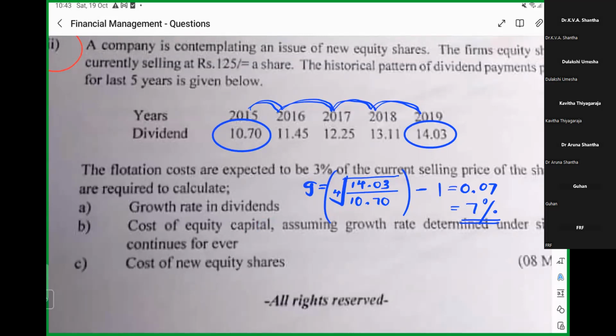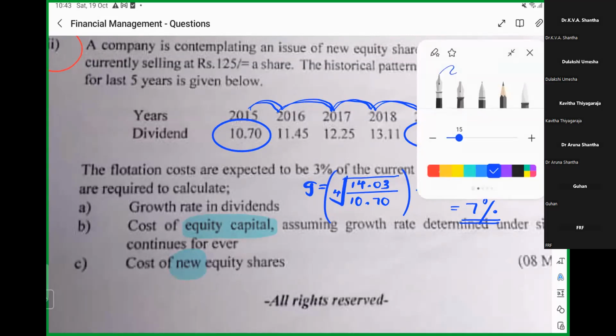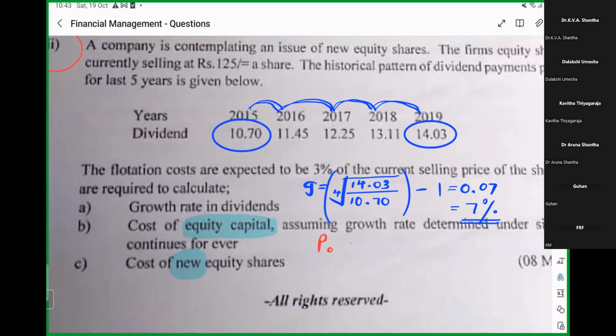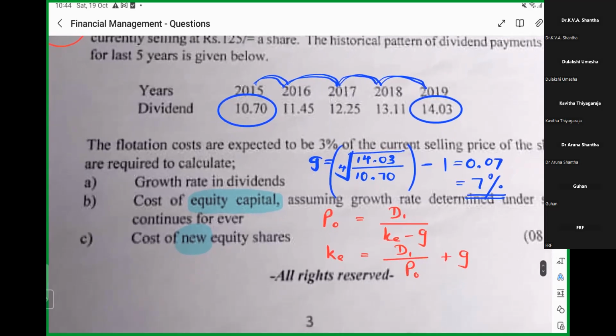So here the cost of equity capital means existing equity capital. The next question is new equity capital. Now you know the valuation model: Price equals D1 divided by K minus G. K is the cost of capital. Now you can rearrange this model for K, so you can get the K value.